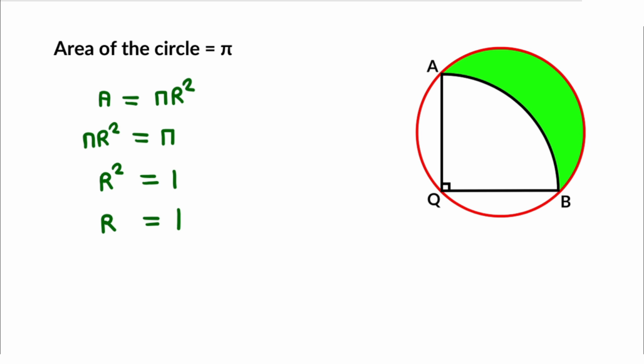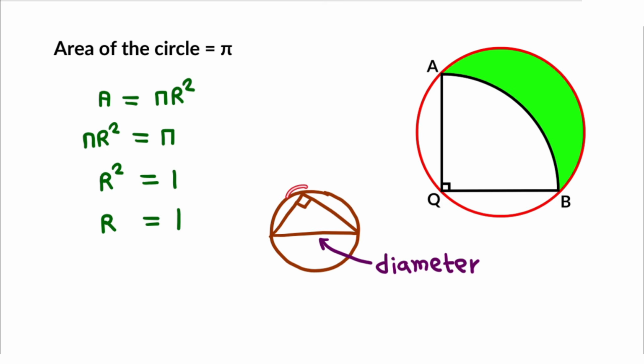Now comes our first beautiful observation. Look at angle AQB. It's a 90-degree angle, and its vertex, Q, lies on the circle. By Thales' theorem, a right angle inscribed in a circle subtends a diameter. So if we connect A and B, AB must be a diameter of the large circle. And since the radius is 1, the diameter AB is exactly 2 units.